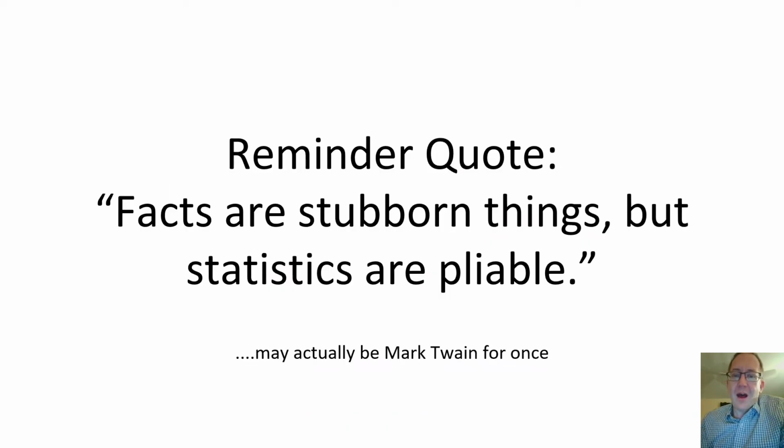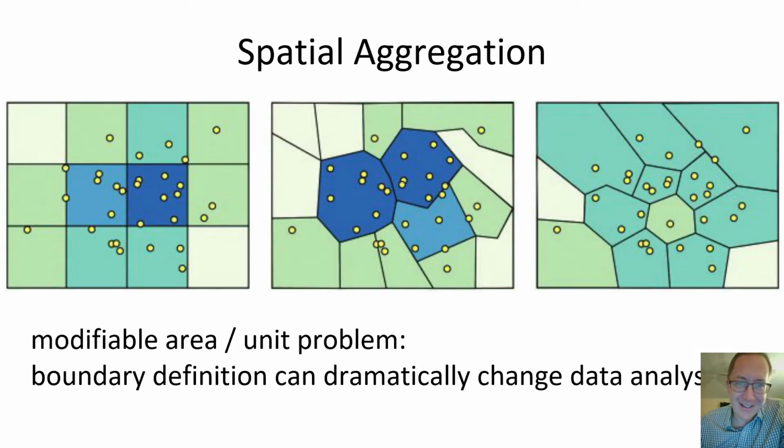So I love this quote from Mark Twain. It might actually be Mark Twain, unlike the "damn lies and statistics" quote, which is actually not Mark Twain at all, but people give him credit for it. "Facts are stubborn things, but statistics are pliable." I love that. So the idea is that with statistics you can always manipulate things, and you should always be on the lookout for people trying to manipulate these sorts of things.